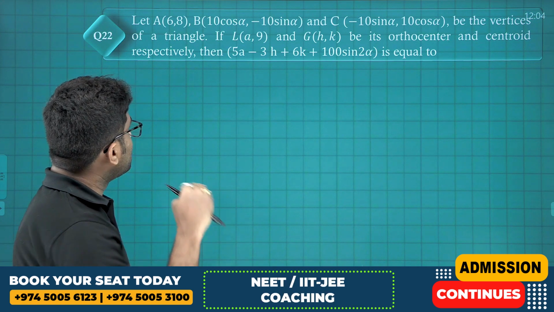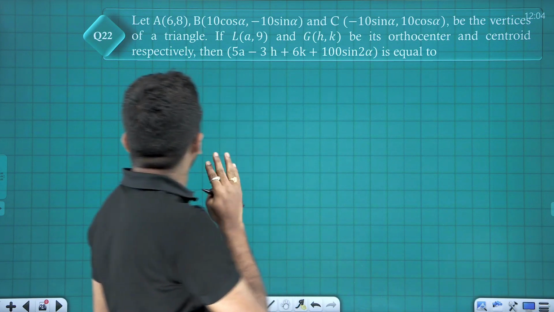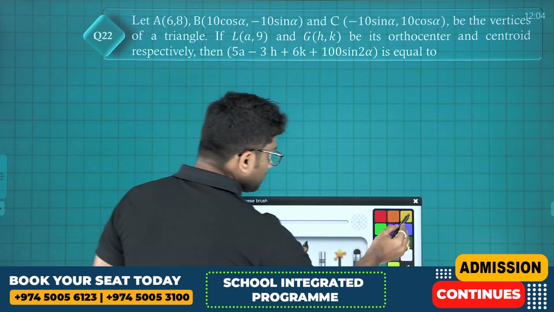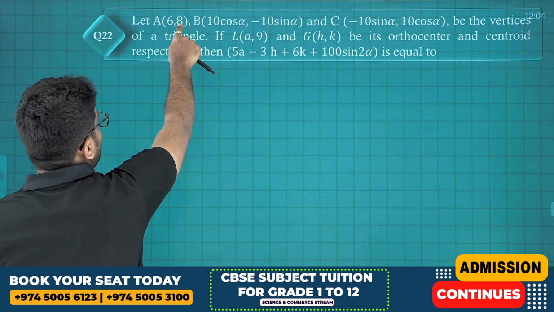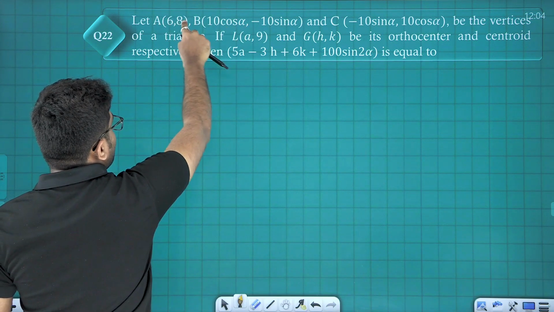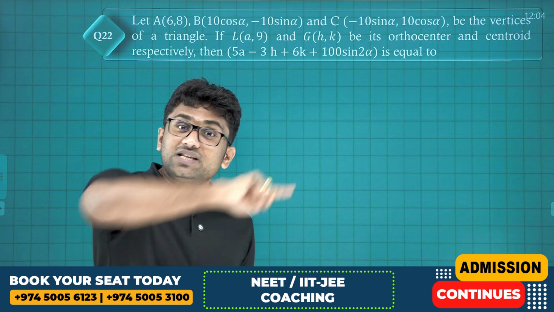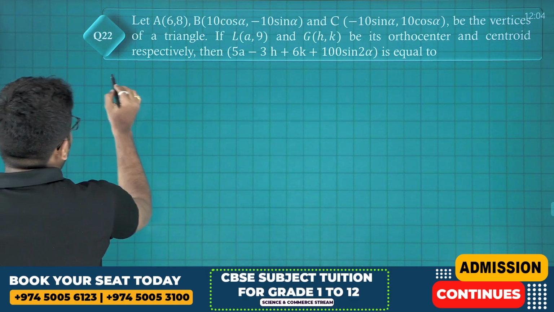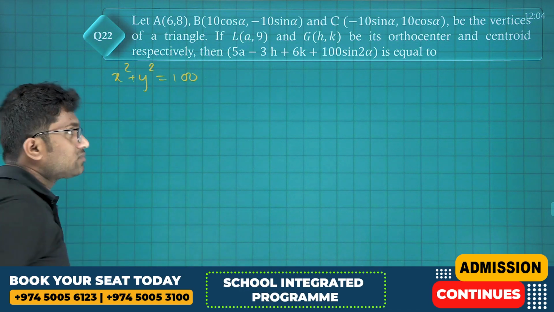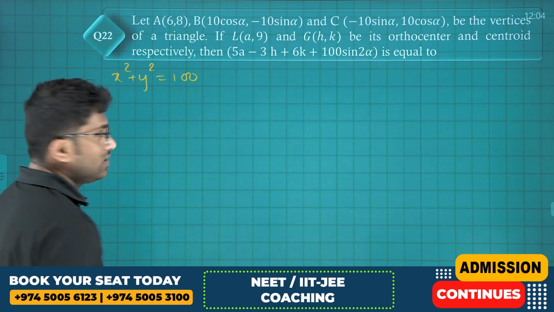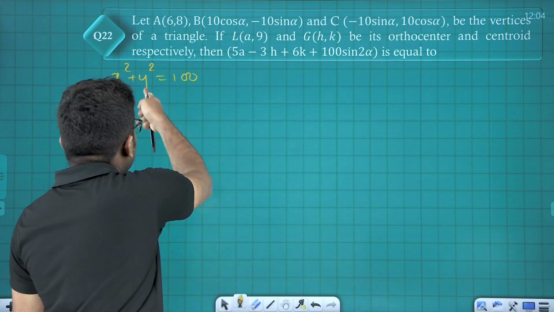A is (6, 8), B is (10 cos alpha, minus 10 sin alpha), C is (minus 10 sin alpha, 10 cos alpha), the vertices of a triangle. The first thing you are supposed to understand is, see friends, root over 6^2 plus 8^2, that is a^2 plus b^2 in this case, all are the same, and that equals 100. That means these 3 points are lying on a circle x^2 plus y^2 equals 100. So that means for this triangle, the circumcenter is (0, 0). Center of the circle is (0, 0).